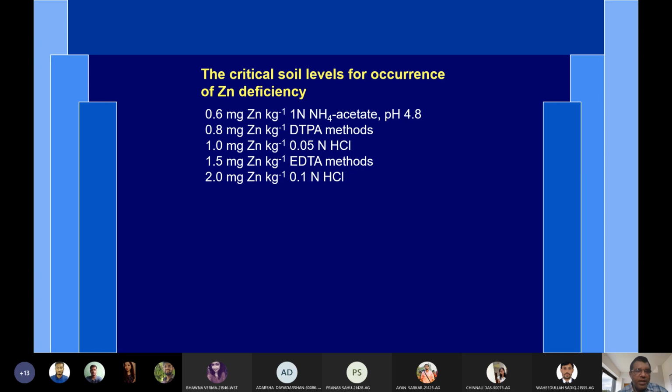And maybe 1 milligram when 0.05 normal HCl is the extractant, or 1.5 milligram. So you don't need to bother about the remaining. Just remember the first two: ammonium acetate 0.6 ppm or DTPA 0.8 ppm critical level of zinc in soil.